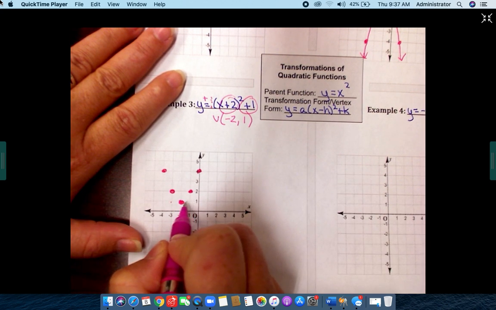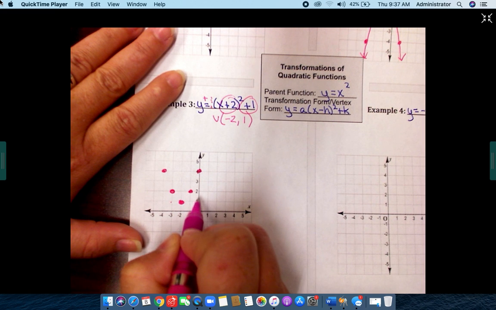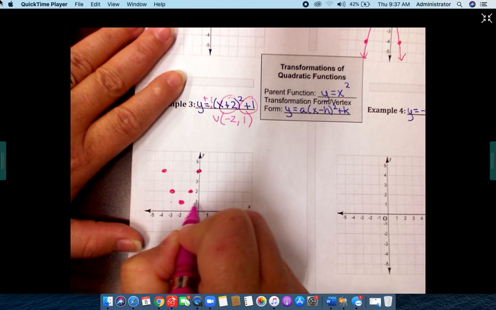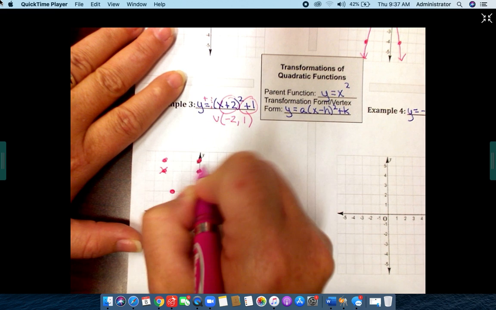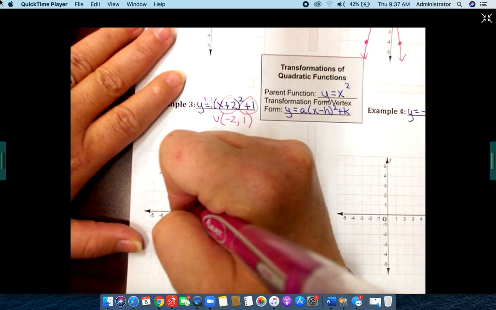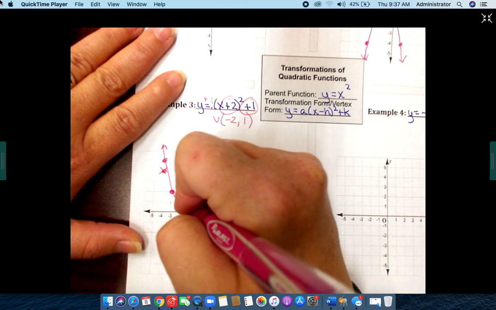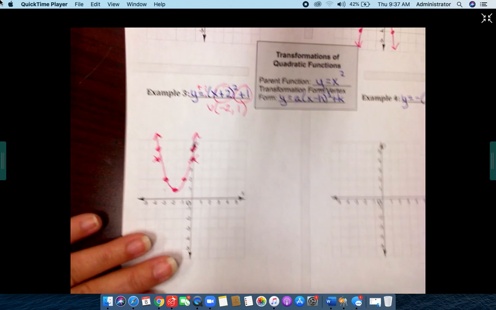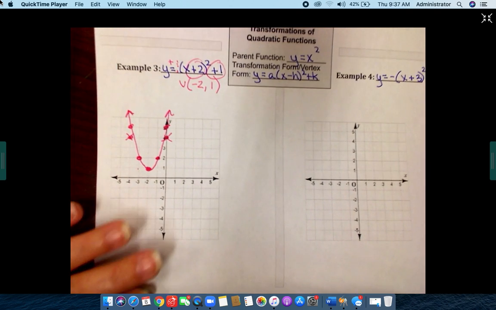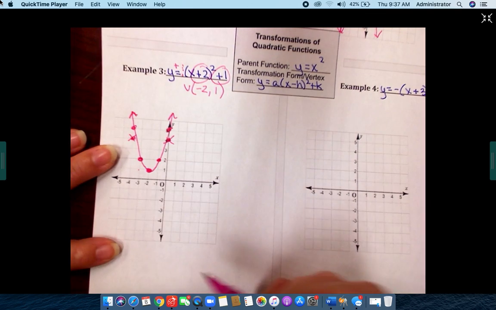Oops, did I go 3? 1, 2, 1, 2, 3, 4. Oops, that should be here, not here. So when I connect it, just make sure I go through this point. So exactly why we should be using a pencil, right? Miss Robinson should be using a pencil, not a pen. And that would be how I graph it.